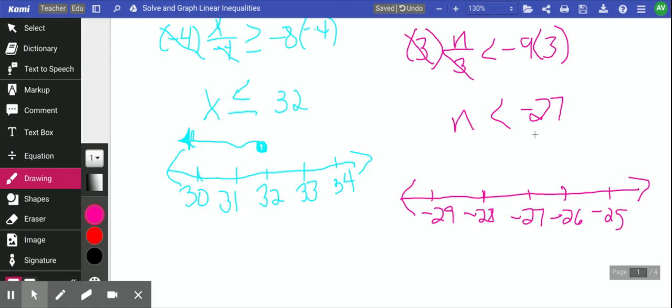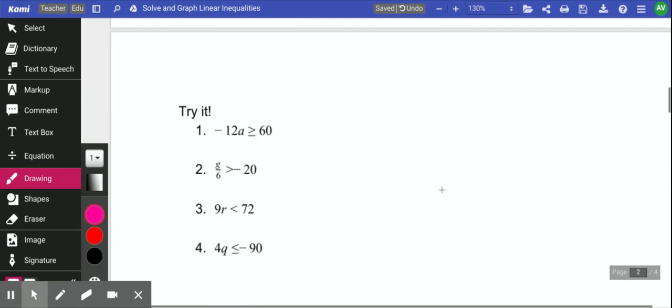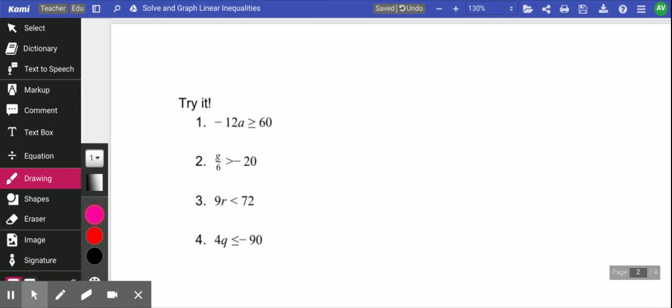Since there is no line underneath my inequality symbol, I put an open circle. And it says n is less than negative 27, so it goes to the left. And that's it. That's my answer. Okay, so these are your try-it problems, and I'll break them up for you. Good work.